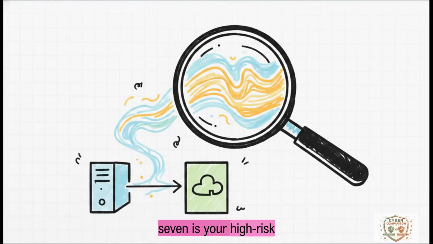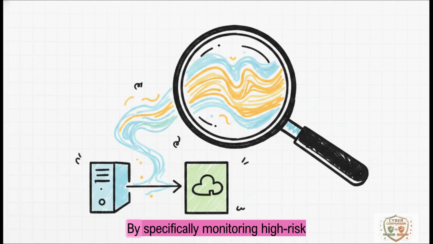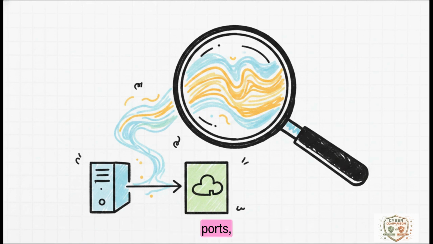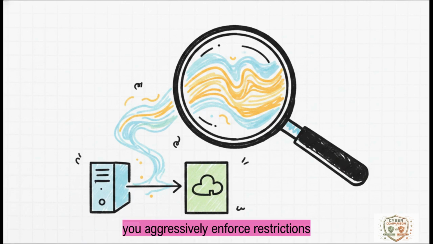Policy 7 is your high-risk port monitoring policy. And this one is key, because it shows that not every rule has to be a sledgehammer that just blocks traffic right out of the gate. Sometimes, just observing is the smarter play. By specifically monitoring high-risk ports like SMB, RDP, and SSH, you can spot weird communication and investigate it fully before you aggressively enforce restrictions that might accidentally break some legacy business process.